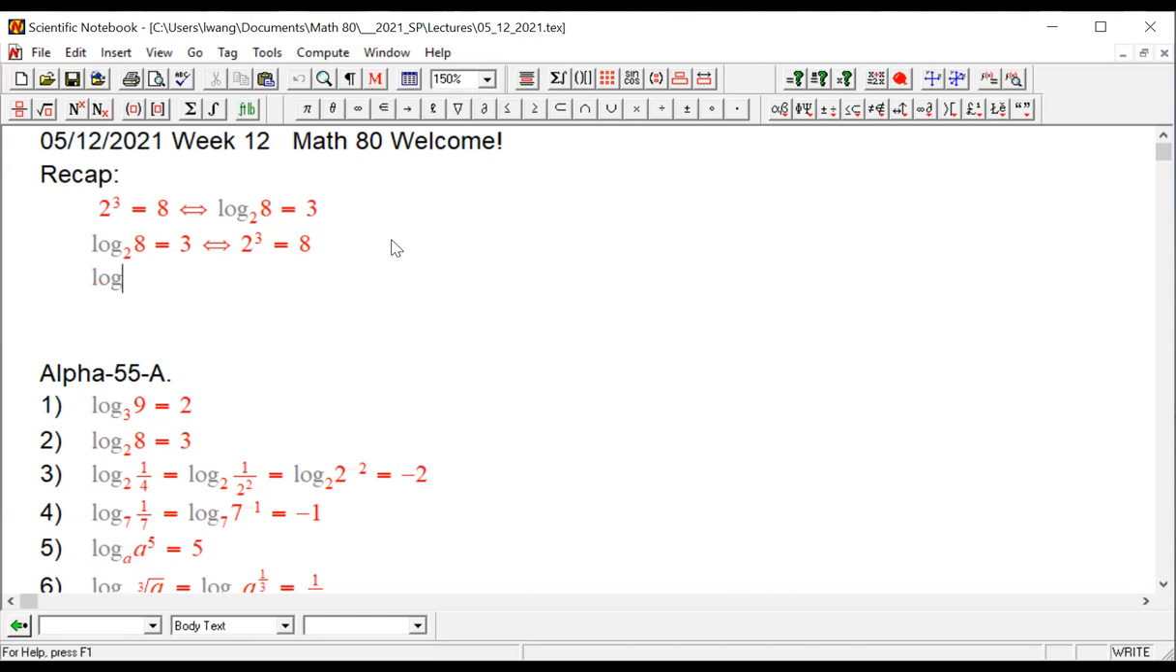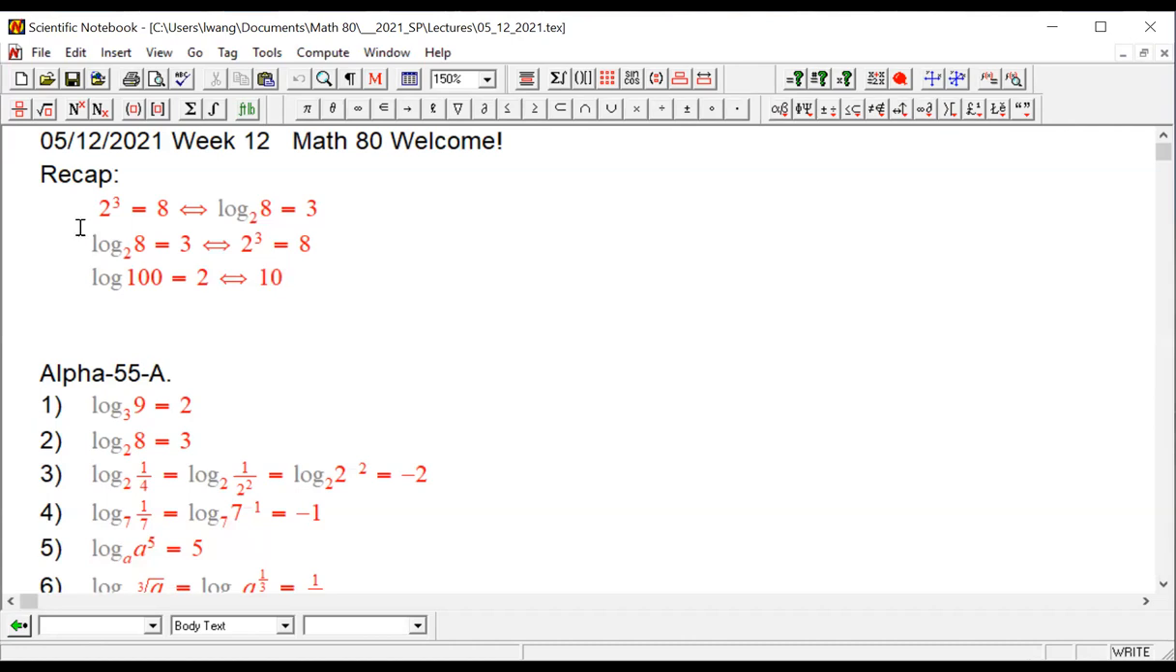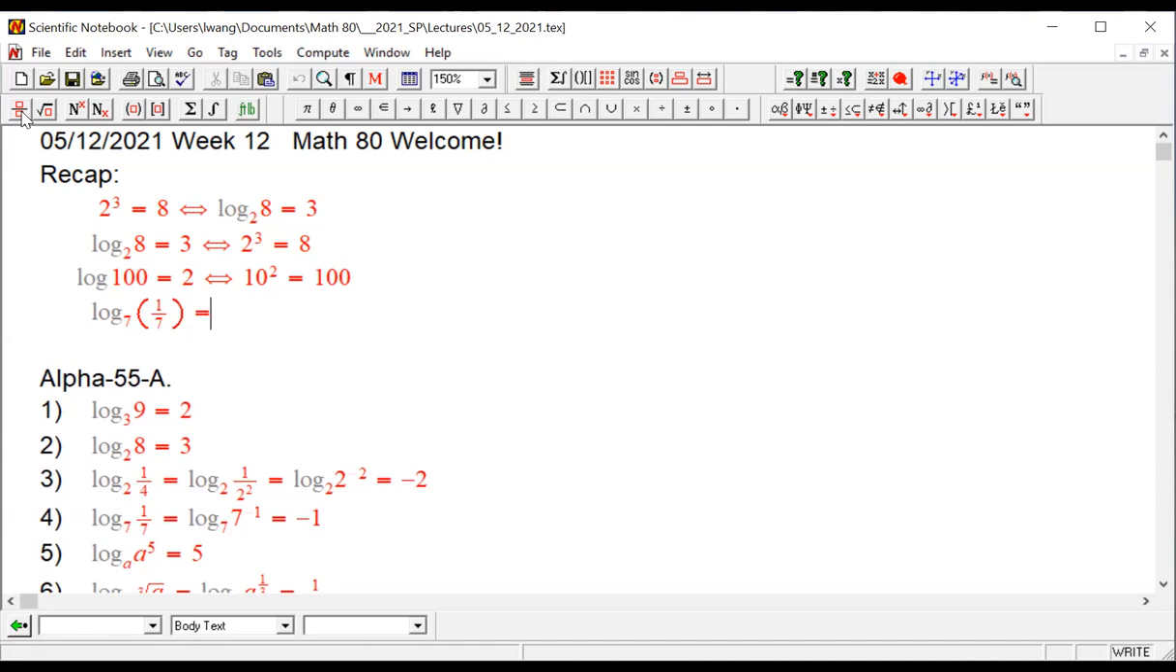Common log, which we practiced, right? Say common log of 100 equals 2. That is the same thing as saying 10 squared equals 100. So this is the two sides of a coin. And we have also done the other situation, say log base 7 of 1 over 7 equals negative 1, because base 7 raised to the power of negative 1 is 1 over 7. Let me make the fonts larger so you can see the negative sign here.